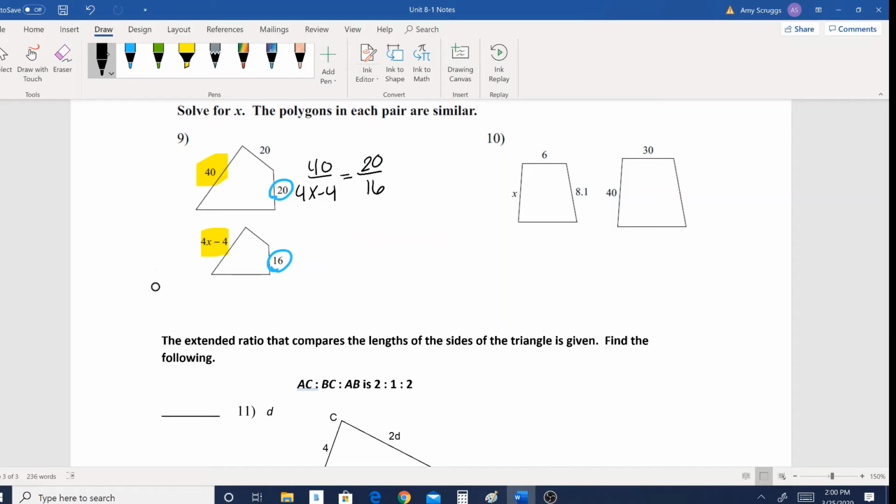All right, let's cross multiply here. So 40 times 16 is 640. And when you multiply 20 times 4x minus 4, remember you have to distribute the 20 to both the 4x and the negative 4. So I'm going to go ahead and do that real fast.